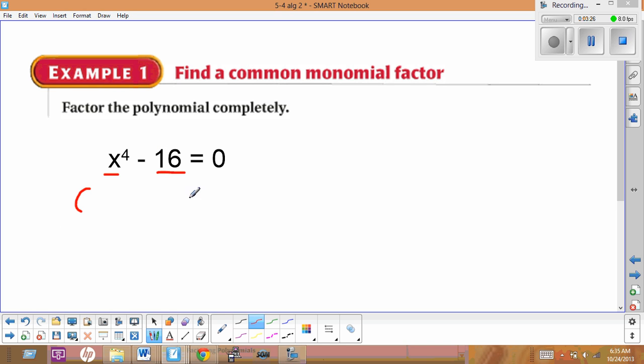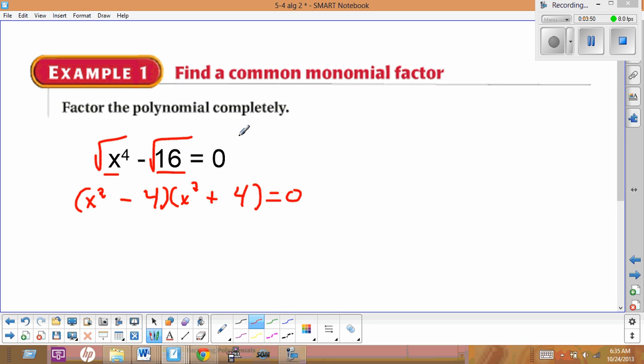So my special pattern says parentheses, square root each term. The square root of x to the fourth is x squared. The square root of 16 is 4. This is not new to us; we've done this over and over. The sign comes straight down in one parenthesis, and the other one is the opposite. And that's difference of squares.